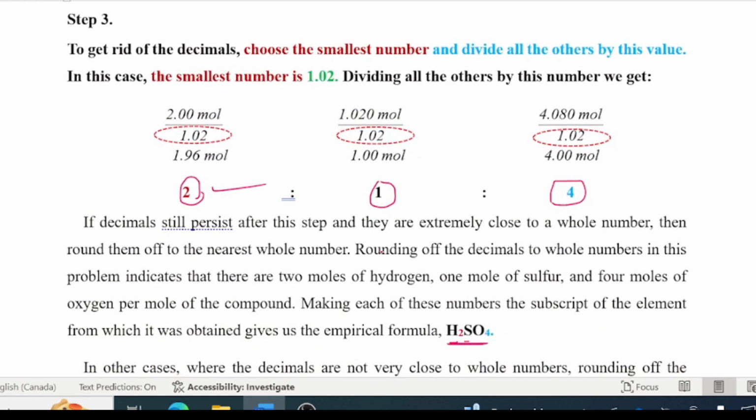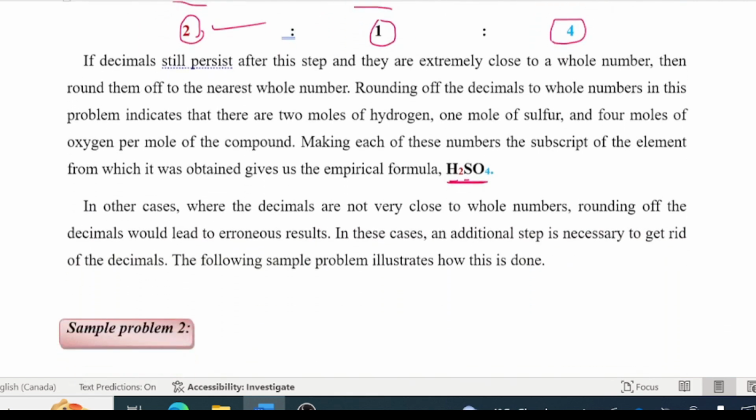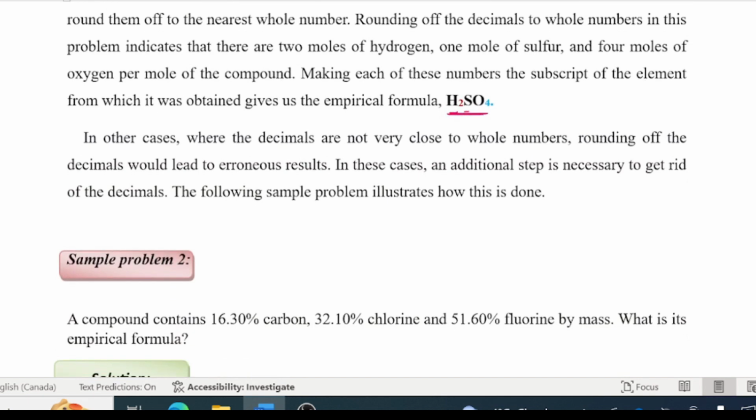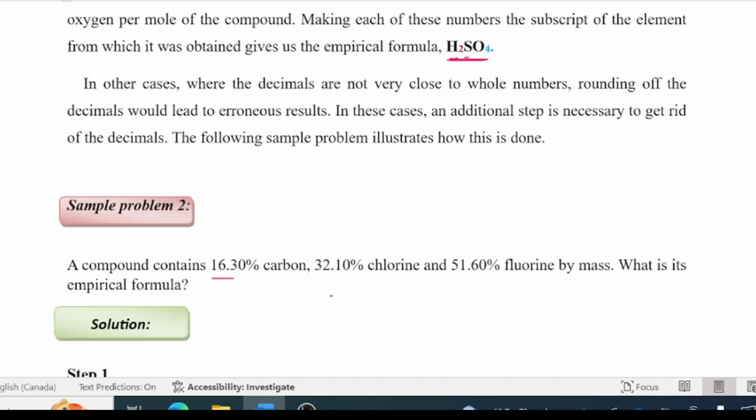And here now you're getting these. Now you round off at this point here. But you try your best to get rid of the decimals first. So it didn't work out well, so now you round it off. After that, then you can round off now. So it's H2SO4.